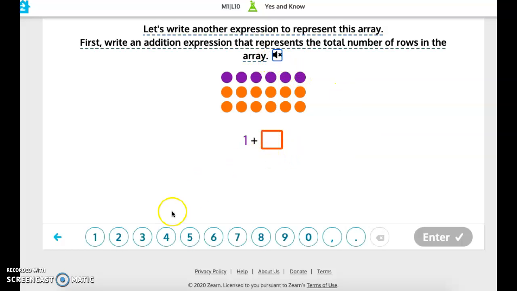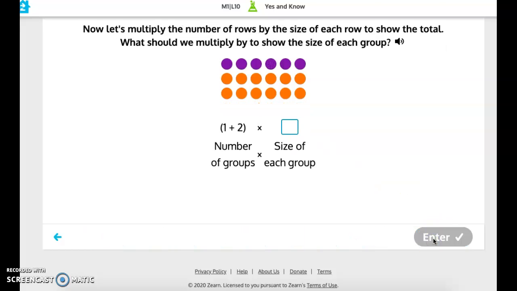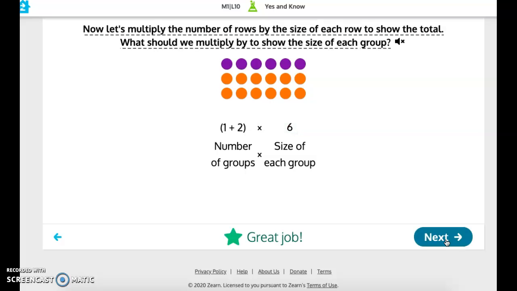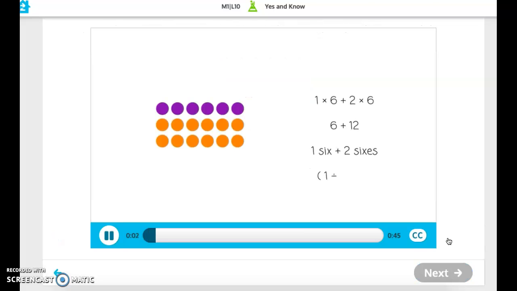Let's write another expression to represent this array. First, write an addition expression that represents the total number of rows in the array. Now let's multiply the number of rows by the size of each row to show the total. What should we multiply by to show the size of each group? 1 plus 2 times 6.